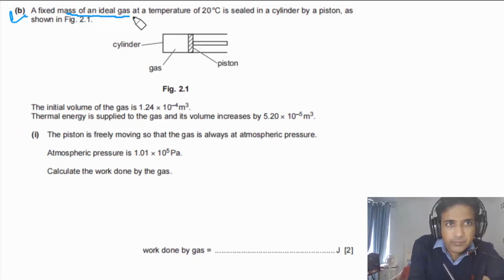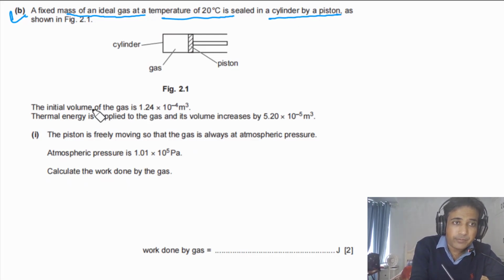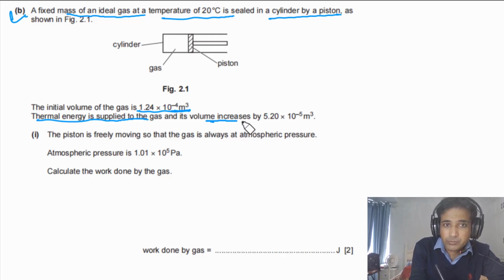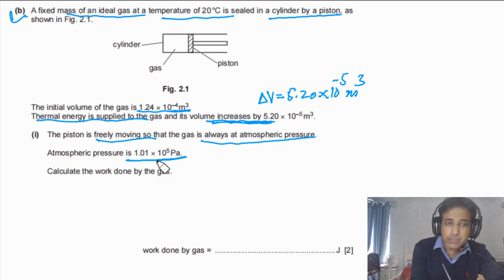Part B says a fixed mass of an ideal gas at a temperature of 20 degrees Celsius is sealed in a cylinder by a piston as shown in the figure. The initial volume of the gas is 1.24 times 10 to the minus 4 meters cubed. Thermal energy is supplied to the gas and its volume increases by, understanding the question is very important, increases by, it means this is delta V. So delta V is given to us, equal to 5.20 times 10 to the minus 5 meters cubed. The piston is freely moving so that the gas is always at atmospheric pressure, and atmospheric pressure is given to us. We need to calculate the work done by the gas.